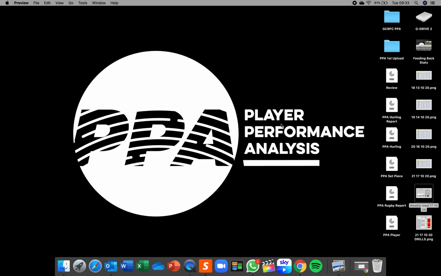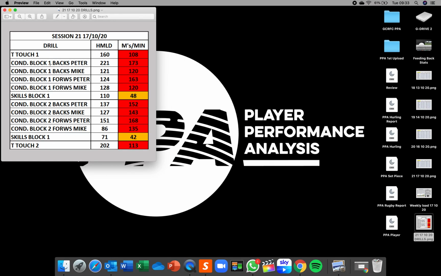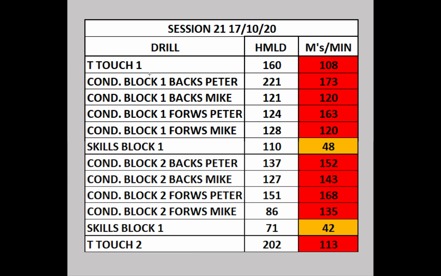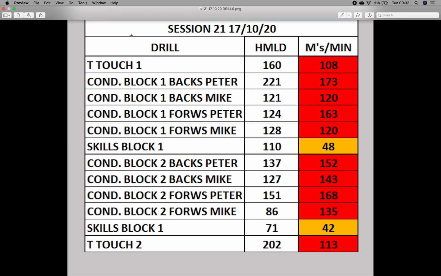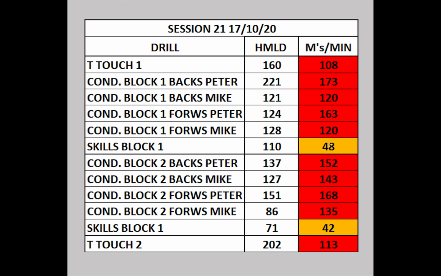We also go into individual drills as well, so we can quickly look back at what made that Saturday session so tough. We can see there were conditioning blocks, transition touch, skills blocks, second conditioning block, and transition touch too. So that's a quick way of feeding back to the coaches the meters per minute. And then we have 3 zones. Everything below 50 meters per minute is amber, 50 to 70 is green, and everything above 70 is in red. Game intensity in rugby is played somewhere between 50 and 65 meters per minute. So that's why green is match intensity.